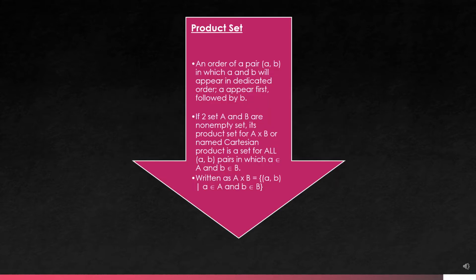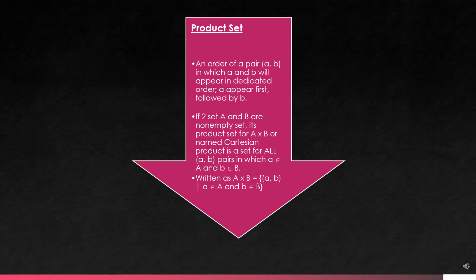One of the subtopics of sets is the product set, where a product set is an ordered pair (A, B) in which A and B appear in a dedicated order. A appears first, whereas it is followed by B. This is very important because it explains how to solve set questions.